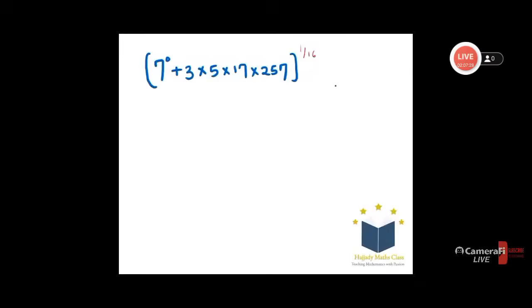Now today we want to solve this question given to us there. The first thing we need to do is to solve this 7 to the power of 0. Anything raised to the power of 0 is going to be 1. So here I'm having 1 plus 3 multiplied by 5 multiplied by 17 times 257, all to the power of 1 over 16. I'm going to use an approach here and I want you to please concentrate on this.